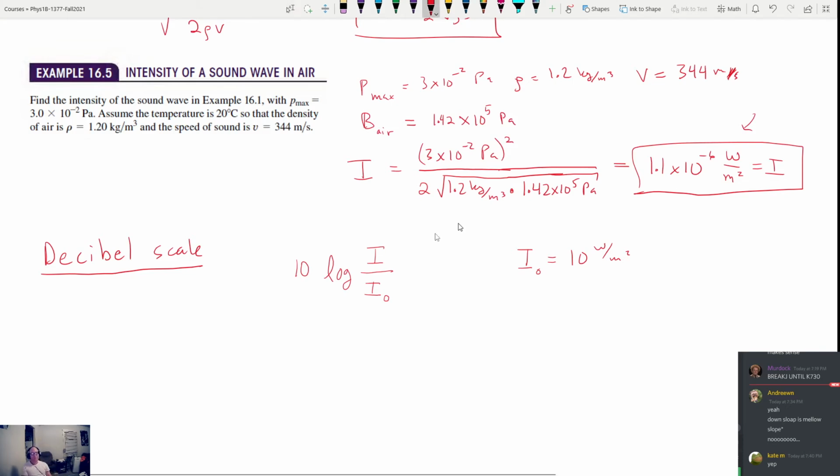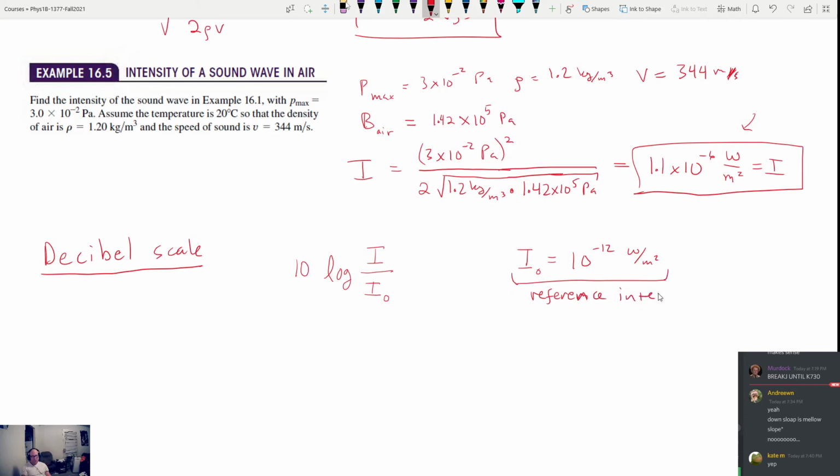It's 10 to the negative 12. Okay, I wasn't even close. I knew it was 10 something. So I'll rewrite this so it's more clear. I got the equation right though. So I naught is equal to 10 to the minus 12 watts per meter squared. This is going to be kind of our reference intensity.